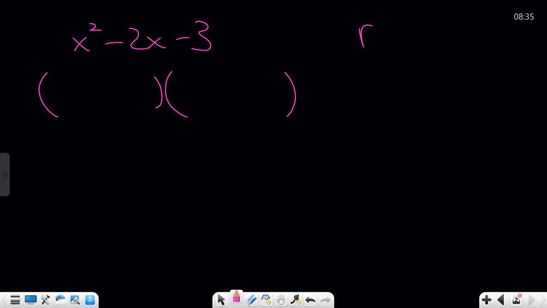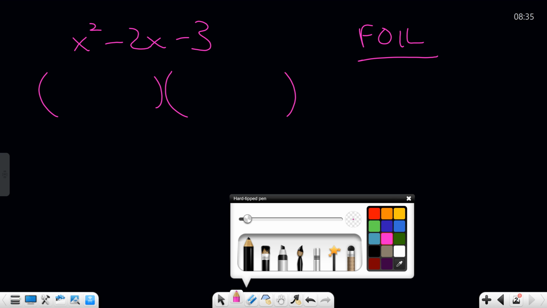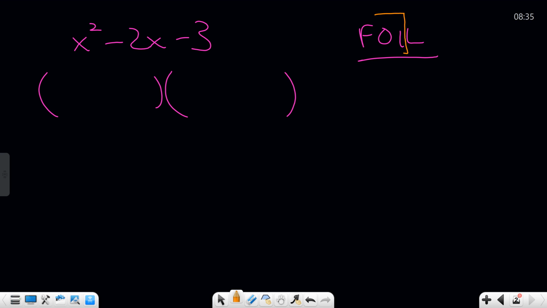And you know this, right? What does that stand for? First, outside, inside, last. Close enough. Good. We're going to focus on this part, the OI term. And you'll see why in a second.